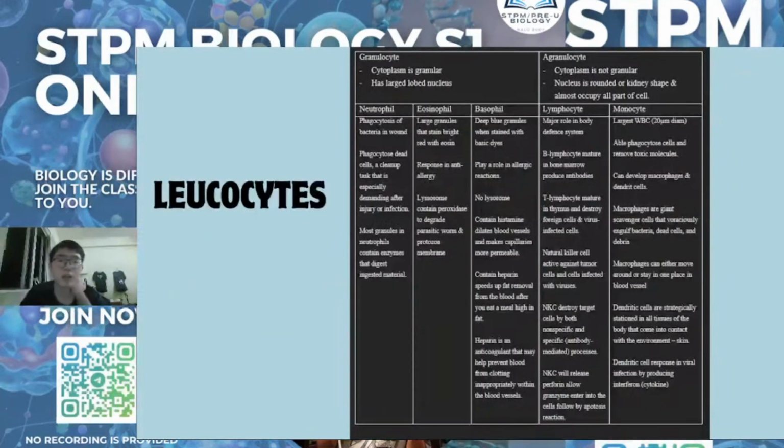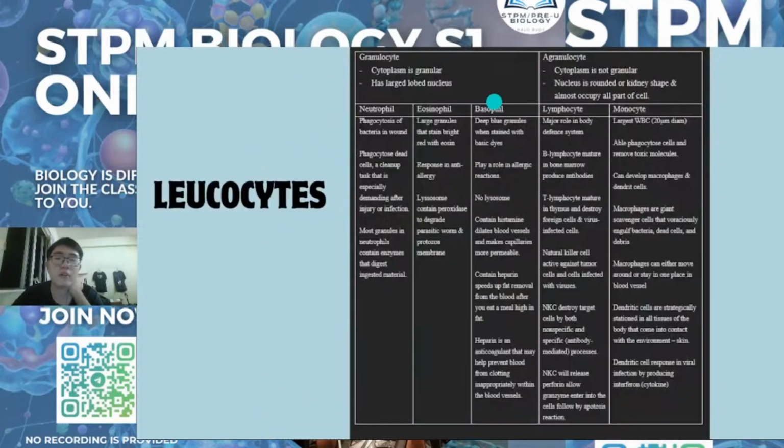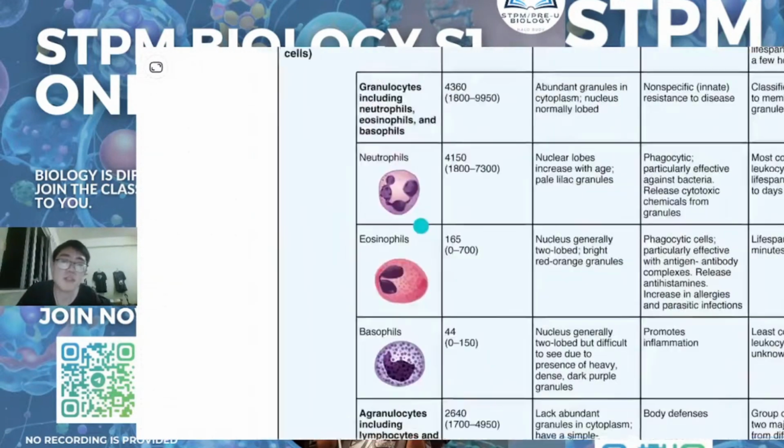Okay, so this one is about the leukocyte. There are a total of 5 types of leukocyte, and there are 2 main categories, right? Either granulocyte or agranulocyte. Granulocyte means it has granules, the cytoplasm is granular, and it has a large lobed nucleus. So you see this is all the white blood cells, right?